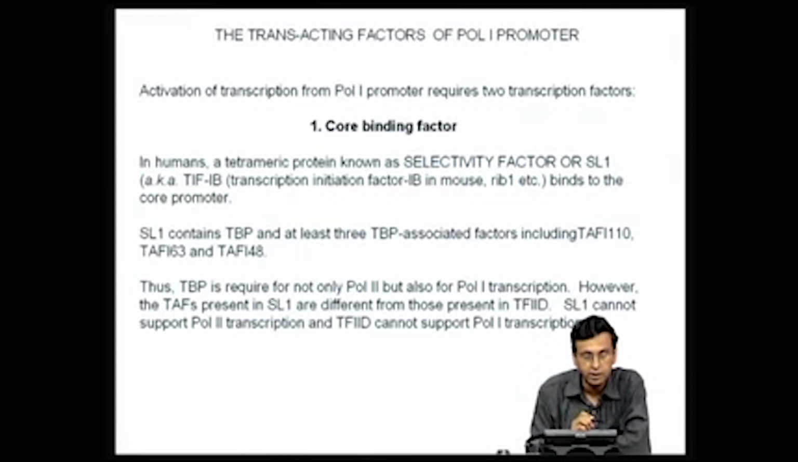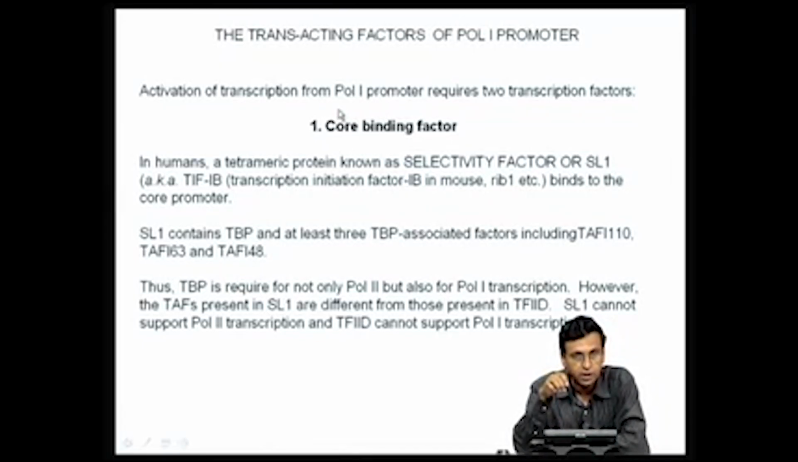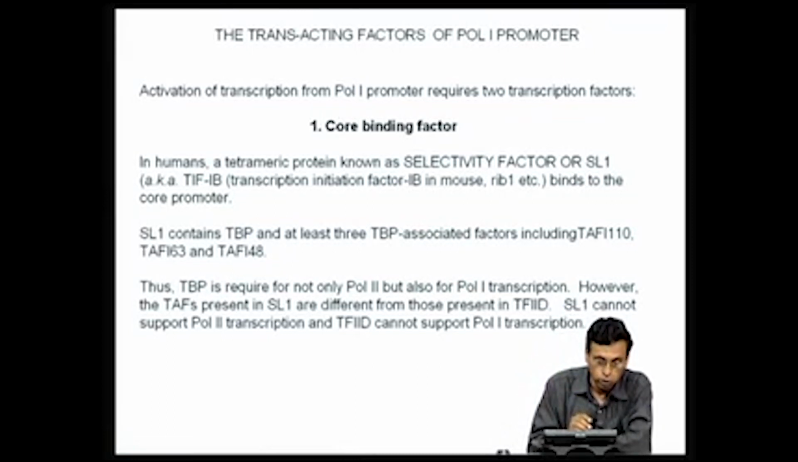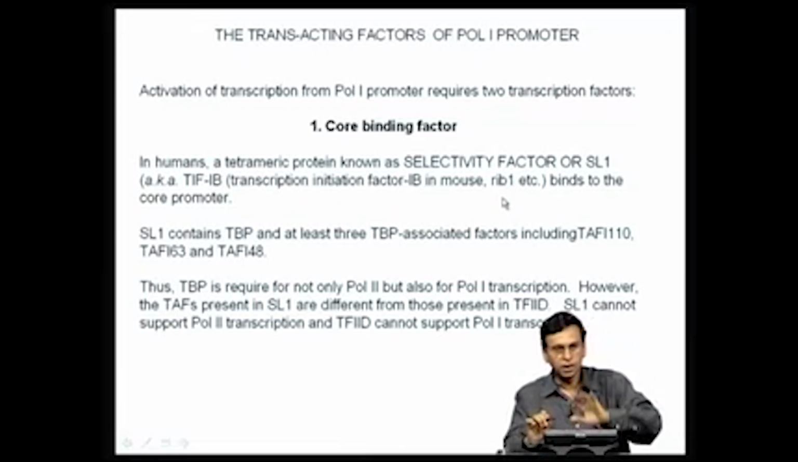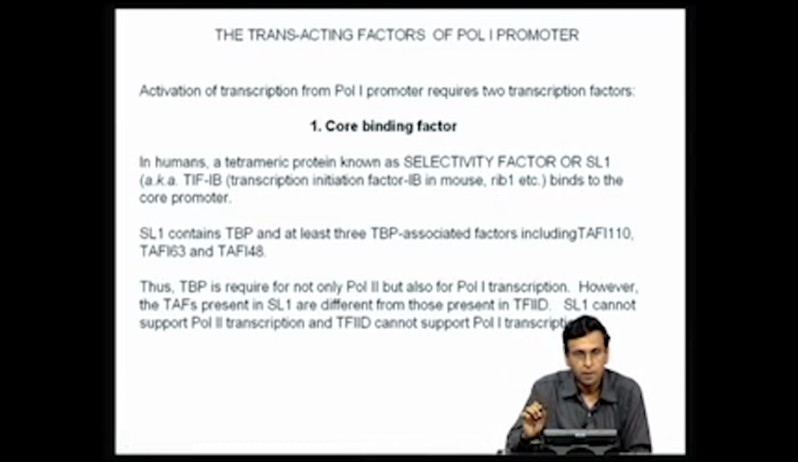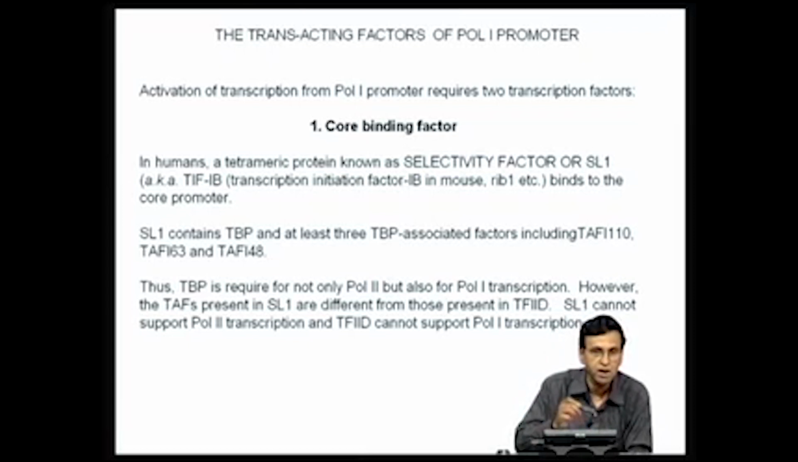One of the trans-acting factors or transcription factors involved in Pol I transcription is called the core binding factor. This is the protein which interacts with the core region of the RNA polymerase I promoter. In humans, for example, this core binding factor is known as selectivity factor 1 or SL1, whereas the same protein factor in the mouse is known as TIF-1B, that is transcription initiation factor 1B. It is also variously known as Rrn3 and so forth. Just remember, the human core binding factor is called SL1, whereas the same thing in the mouse is called TIF-1B.